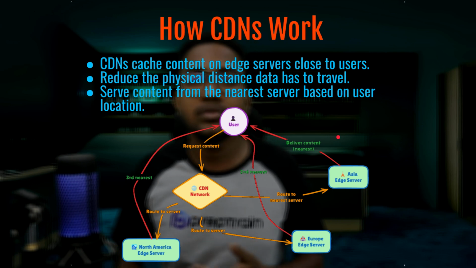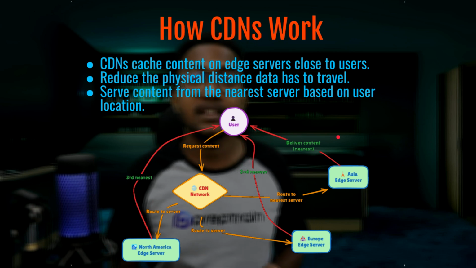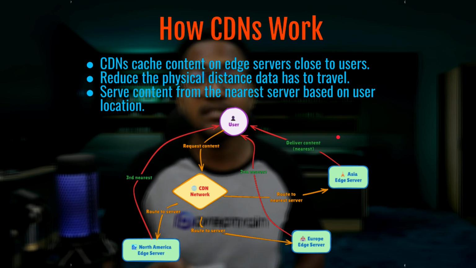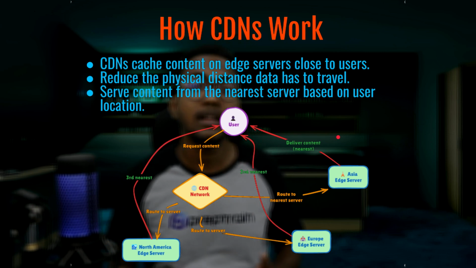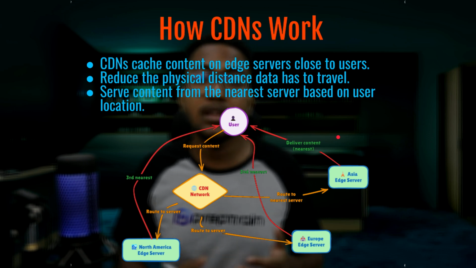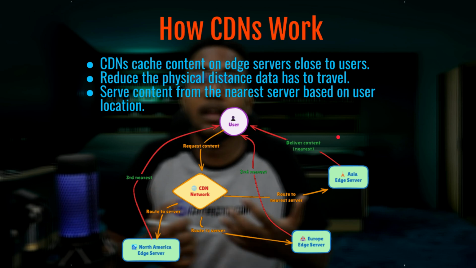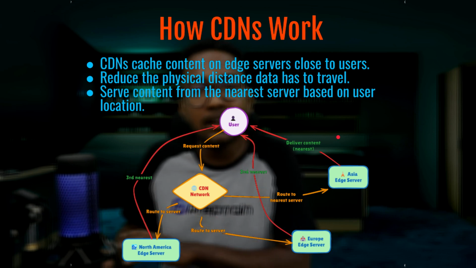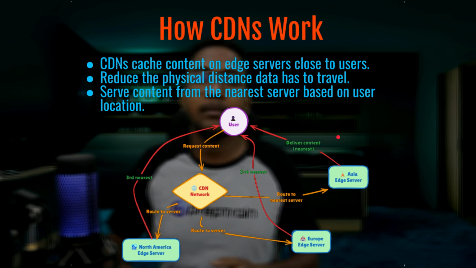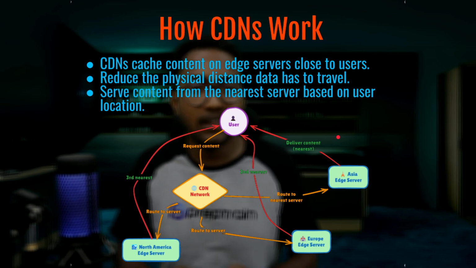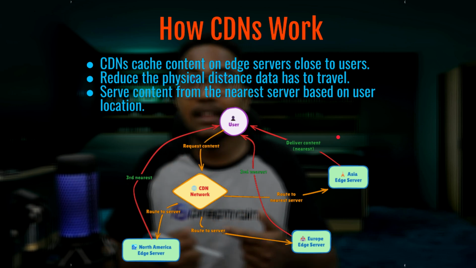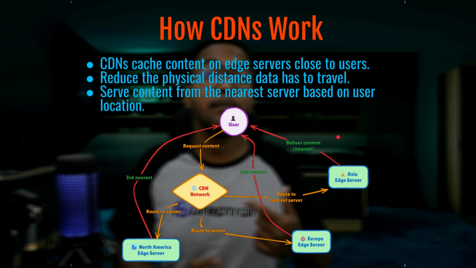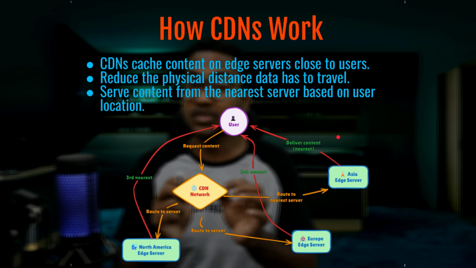CDNs also use smart algorithms to figure out the best and fastest route to deliver content. This ensures that even during high traffic periods, the content is delivered smoothly without overloading any single server. So to sum it up, CDNs reduce the physical distance data has to travel by storing copies of content on a server close to the user. This leads to fast load times, improved performance, and a much better user experience.